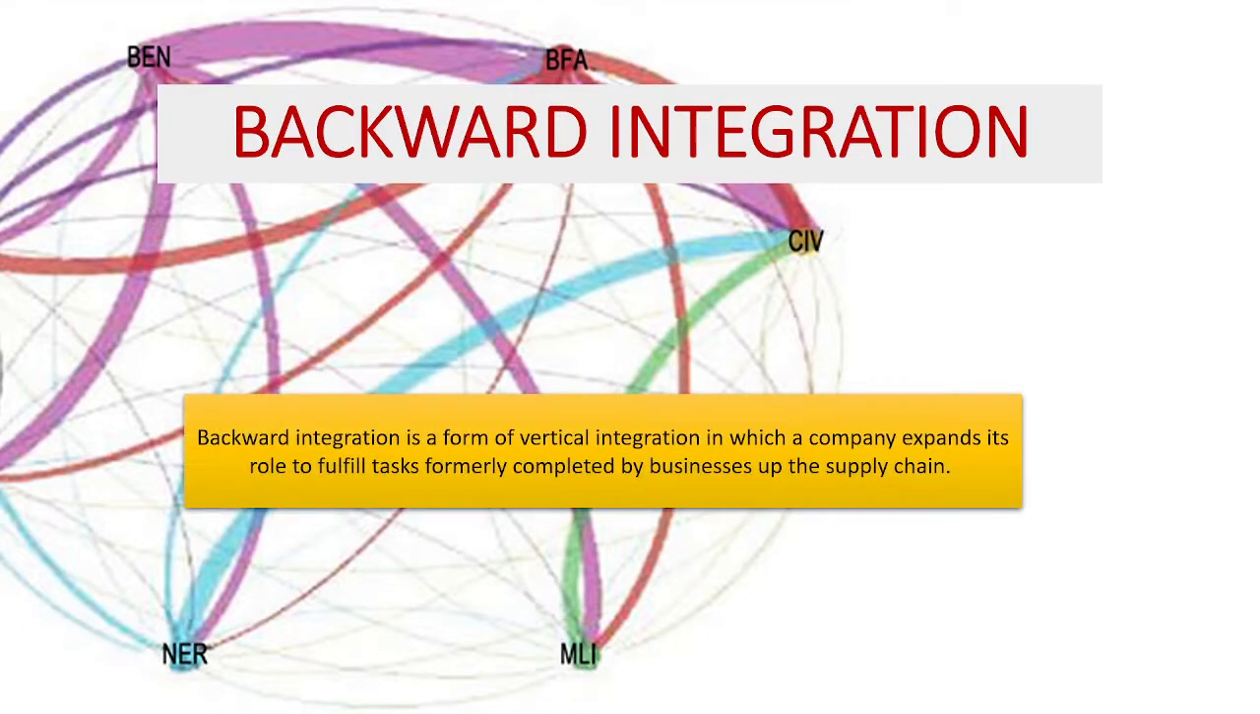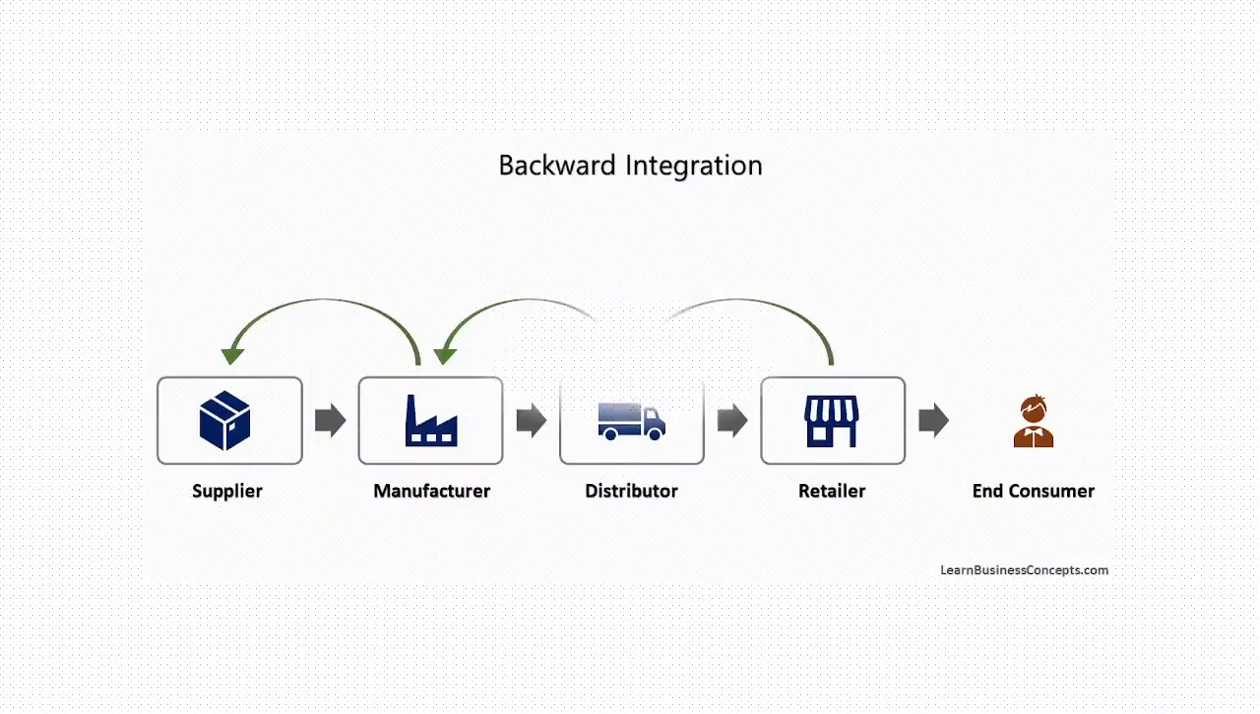Backward integration is a form of vertical integration in which a company expands its role to fulfill tasks formerly completed by businesses up the supply chain. Sounds complicated, right? Let's understand this in simpler terms. Basically, in backward integration, a company or an individual moves up the supply chain with the goal of controlling a portion or all of their production processes.